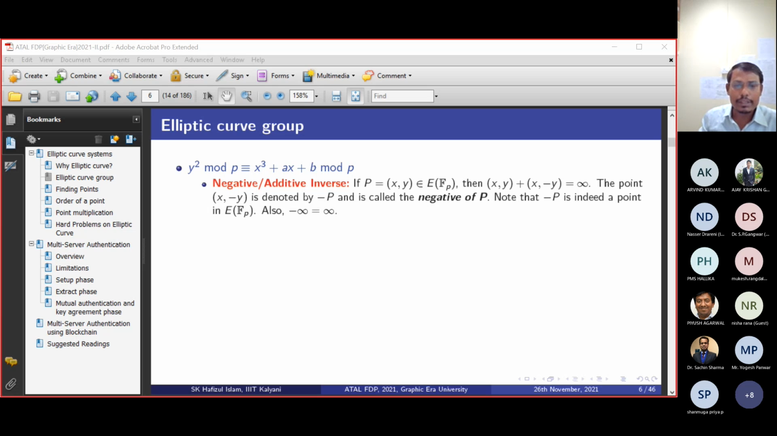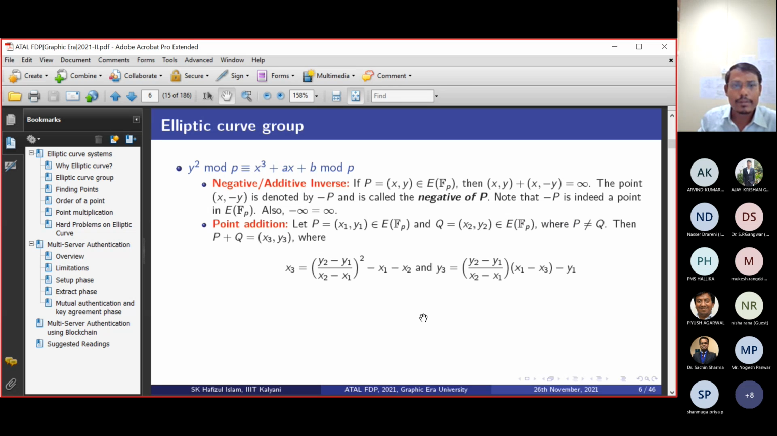So minus infinity is equal to infinity. Now point addition. Point addition says that for any 2 points, suppose this is P and this is Q. So these 2 points, okay, let me draw it better.